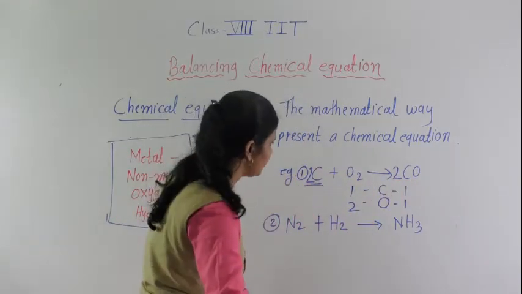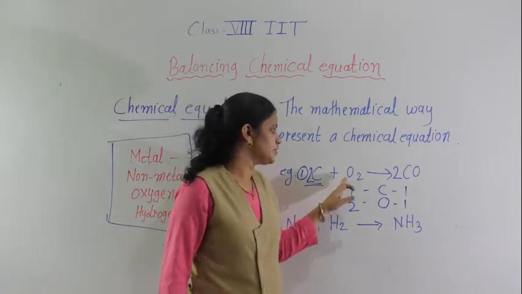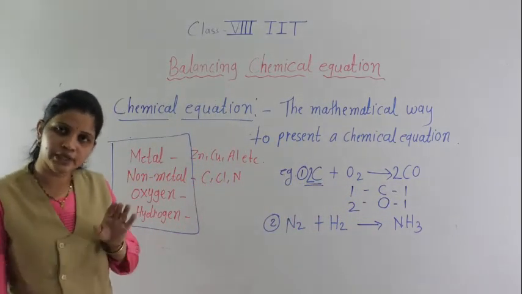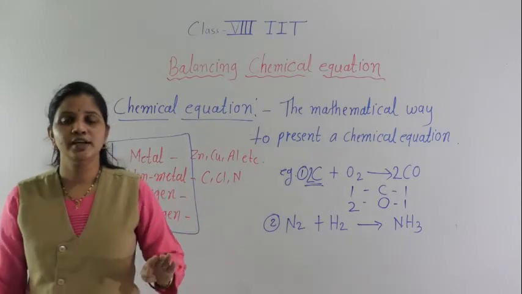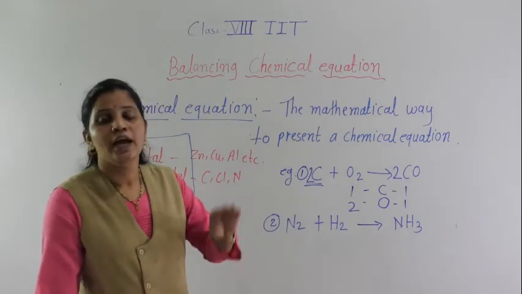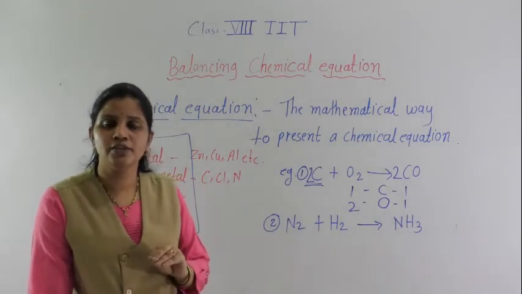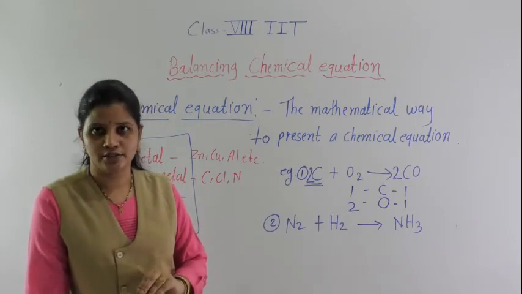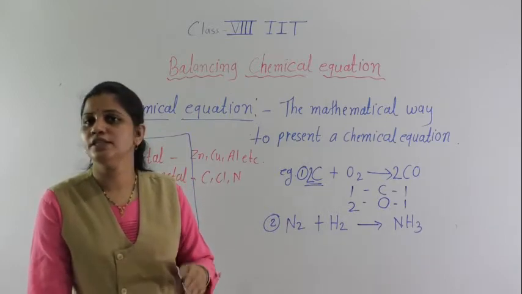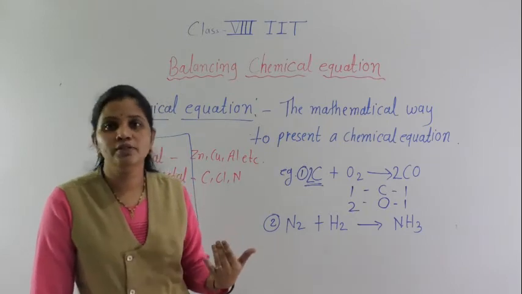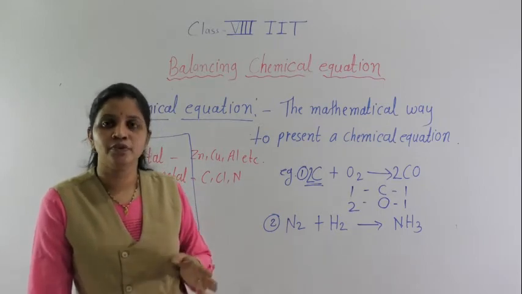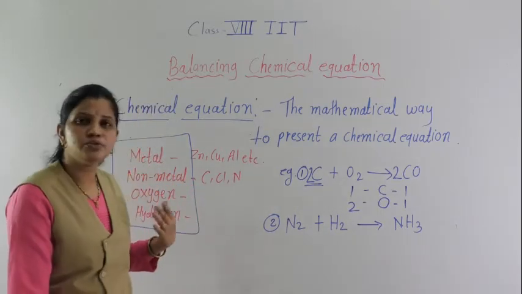So what is the balanced reaction? 2C plus O2 gives 2CO. So this is a balanced equation. Do you understand it? Immediately it will take more time to understand it. Every day, at least 2 or 3 reactions, try to balance them. If you get any confusion, ask me. But every day practice is most important. Otherwise today you will solve some reactions and when the next period comes, you will see them and again forget whatever you learned. So every day practice at least 2 or 3 reactions.